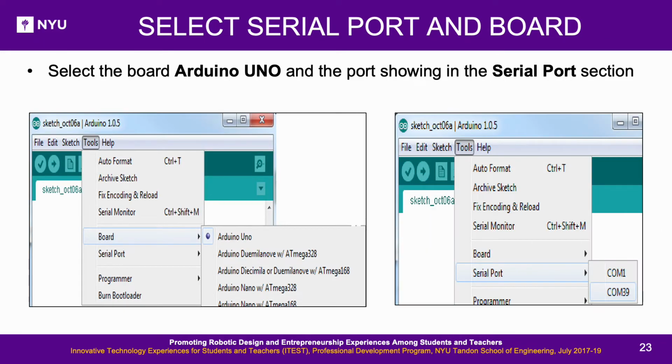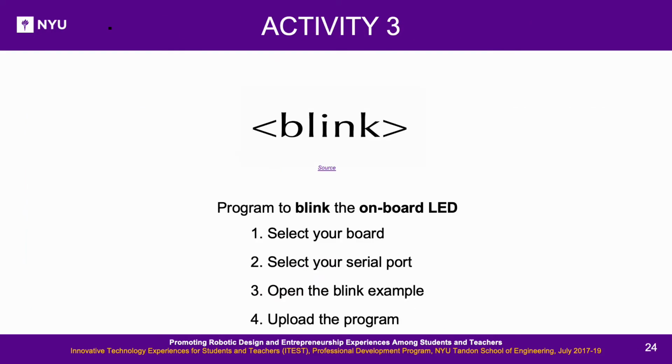Select the board Arduino Uno and the port showing in the serial port section. Now the board is ready for serial communication. Let us do an activity to check it out. Activity 3. Blink the onboard LED. Select your board. Select your serial port. Open the blink example. Upload the program.